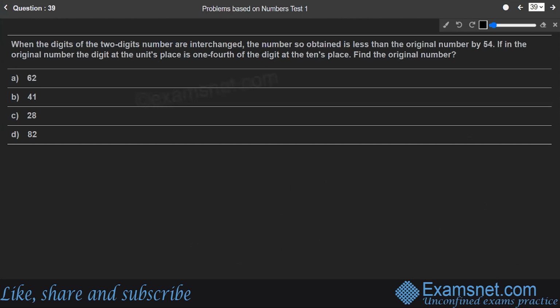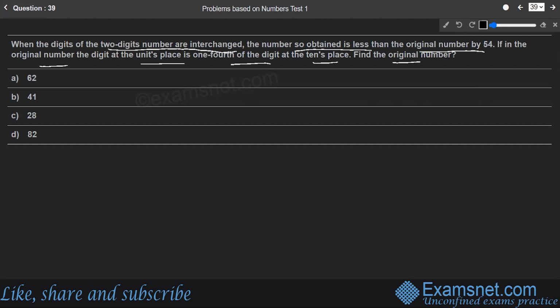Now, when the digits of a two digit number are interchanged, the number so obtained is less than the original number by 54. If in the original number the digit at the unit place is 1/4 of the digit at the 10 place, find the original number. So what we're going to do in this particular question, he has given a connection between the unit digit and the 10 digit. He says the digit at the unit place is 1/4 of the digit at the 10 place.